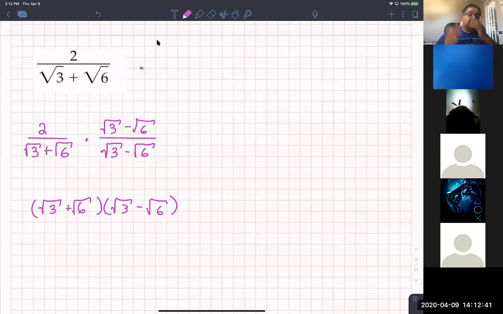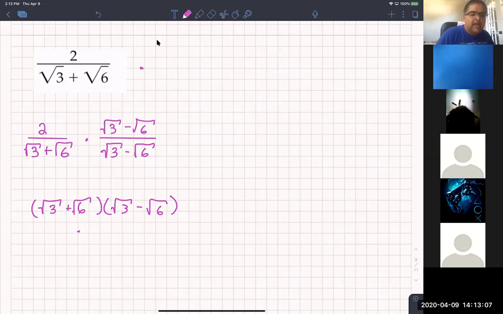Now, how do I do this other than FOIL? Remember, what is the formula? What formula do I use for a minus b times a plus b? It's a squared minus b squared. You can FOIL this, but there's a more efficient way of doing it.